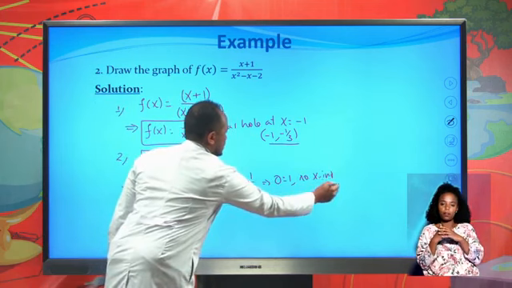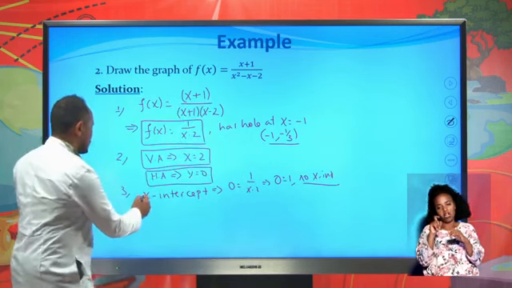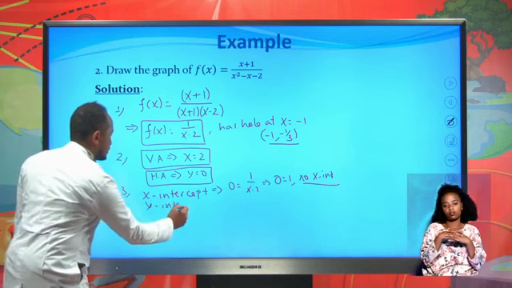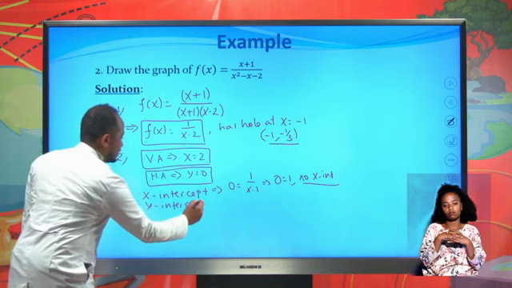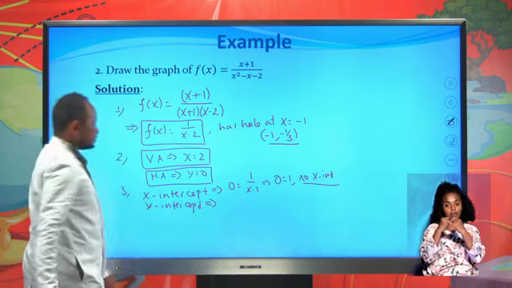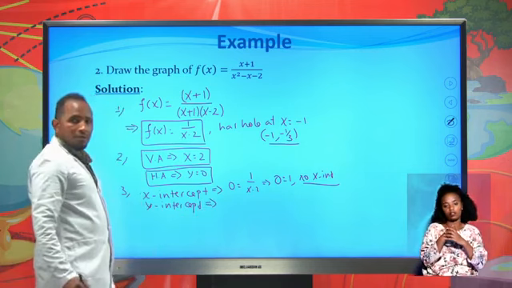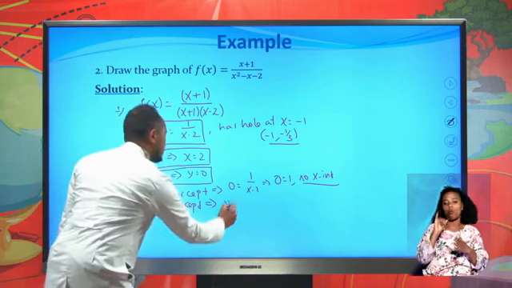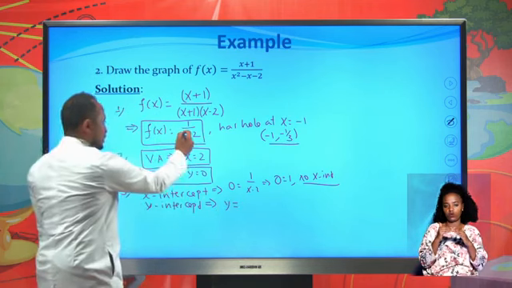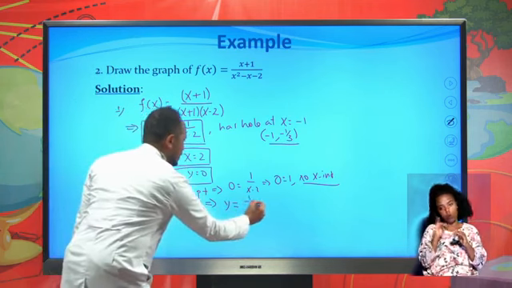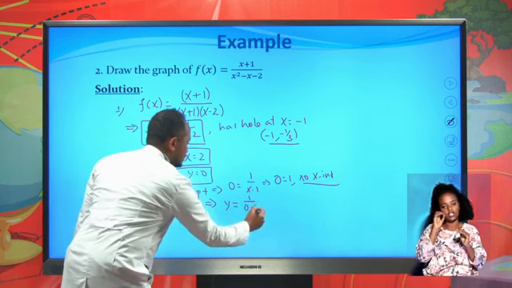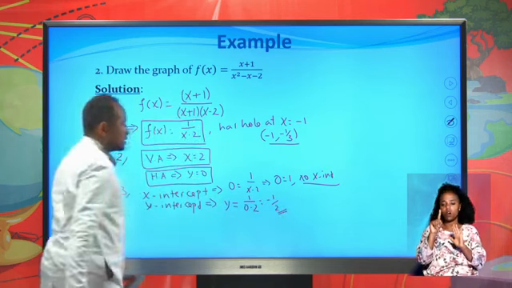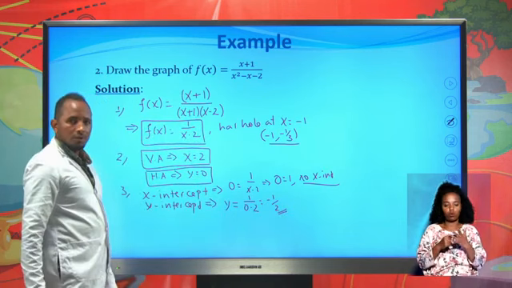It has no x-intercept. Okay. Now, y-intercept. Y-intercept simply makes the value of x 0 to find the y-intercept. So, y is equal to, when you make x 0, you will have 1 over 0 minus 2. So, it is minus 1 over 2. The y-intercept is minus 1 over 2.